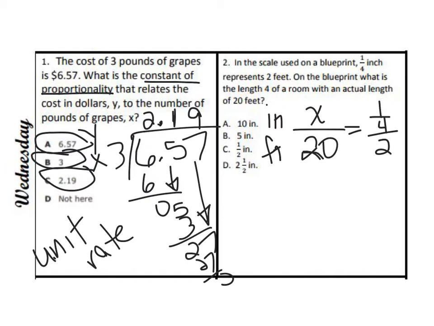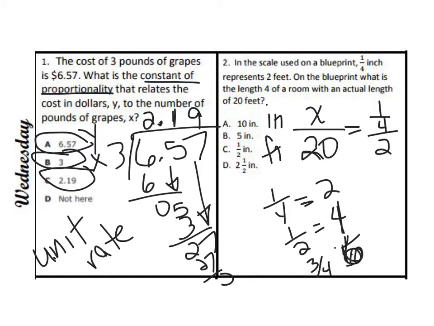So in order for me to go this way, if 1/4 equals 2 feet, then 1/2 will give you 4 feet. Then 3/4 is 6 feet. And then 1 will give you 8 feet. So in order for me to find out how much is 20 feet, we just need to divide 20 by 8.